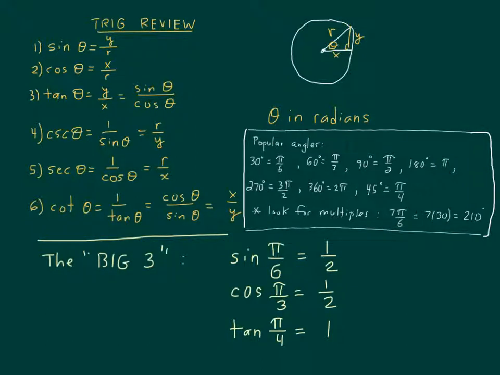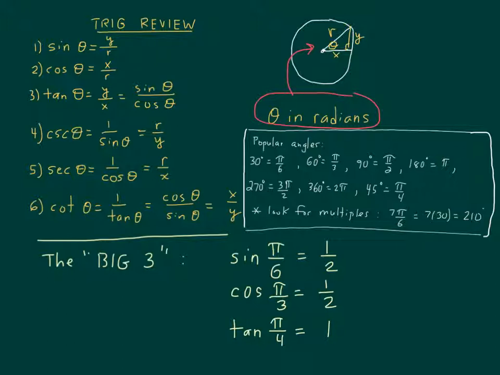Okay, here is some basic trig review you're going to need for this course. So if we go back to a unit circle where we have a right triangle inside where theta is our angle, keep in mind theta is always going to be in radians. We don't deal with degrees at all. We have an x distance, we have a y distance, and we have an r for our radius.